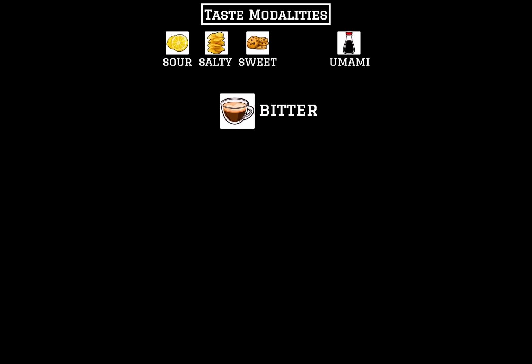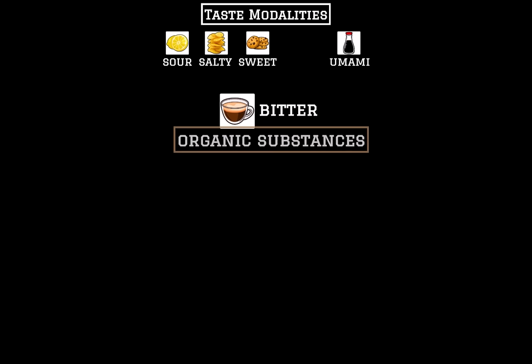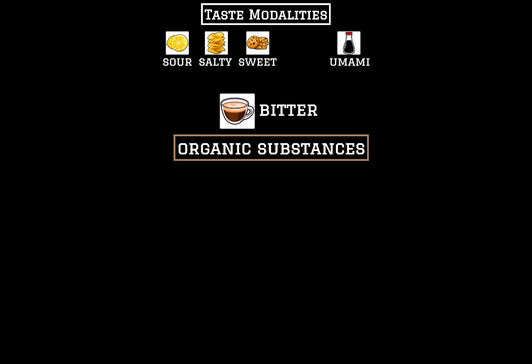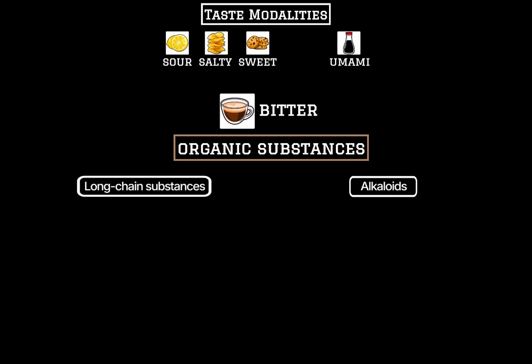The bitter taste, like the sweet taste, is not caused by any single type of chemical agent. Here again, the substances that give the bitter taste are almost entirely organic substances. Two particular classes of substances are especially likely to cause bitter taste sensations. There are the long-chain organic substances that contain nitrogen, and alkaloids. The alkaloids include many of the drugs used in medicine, such as quinine, caffeine, and nicotine.